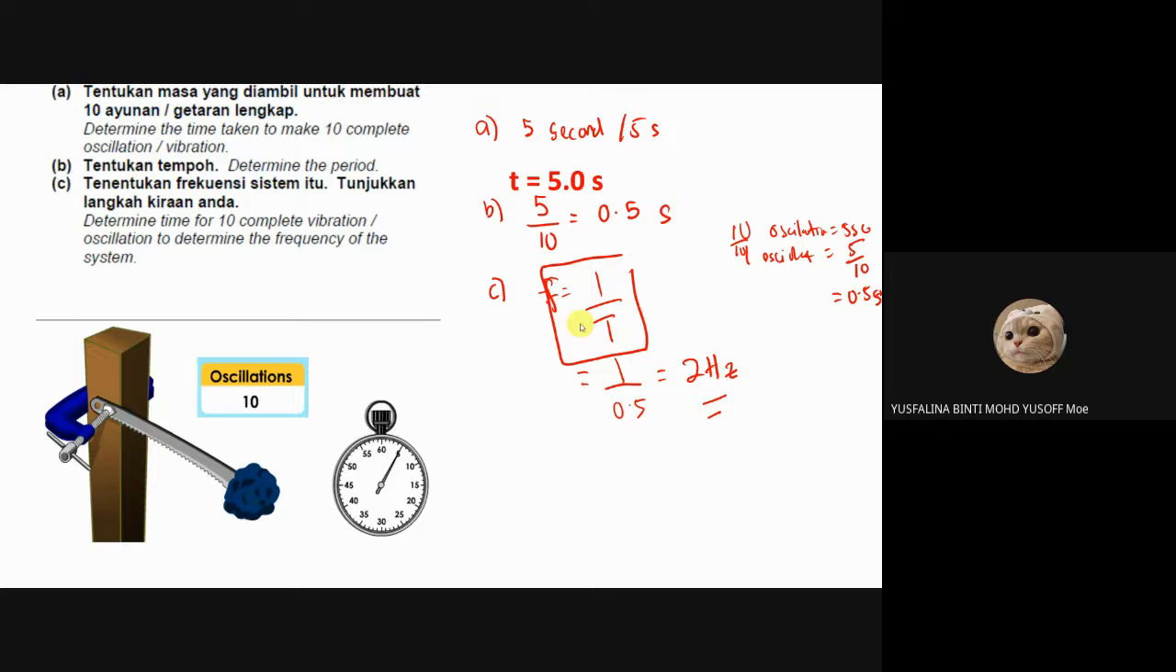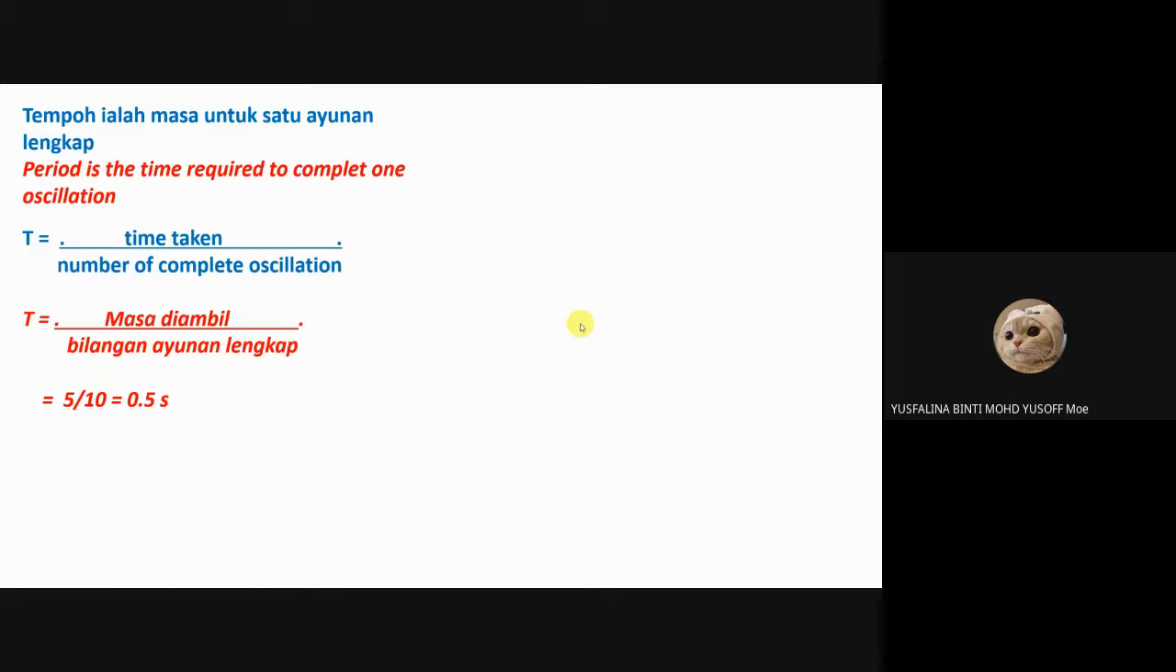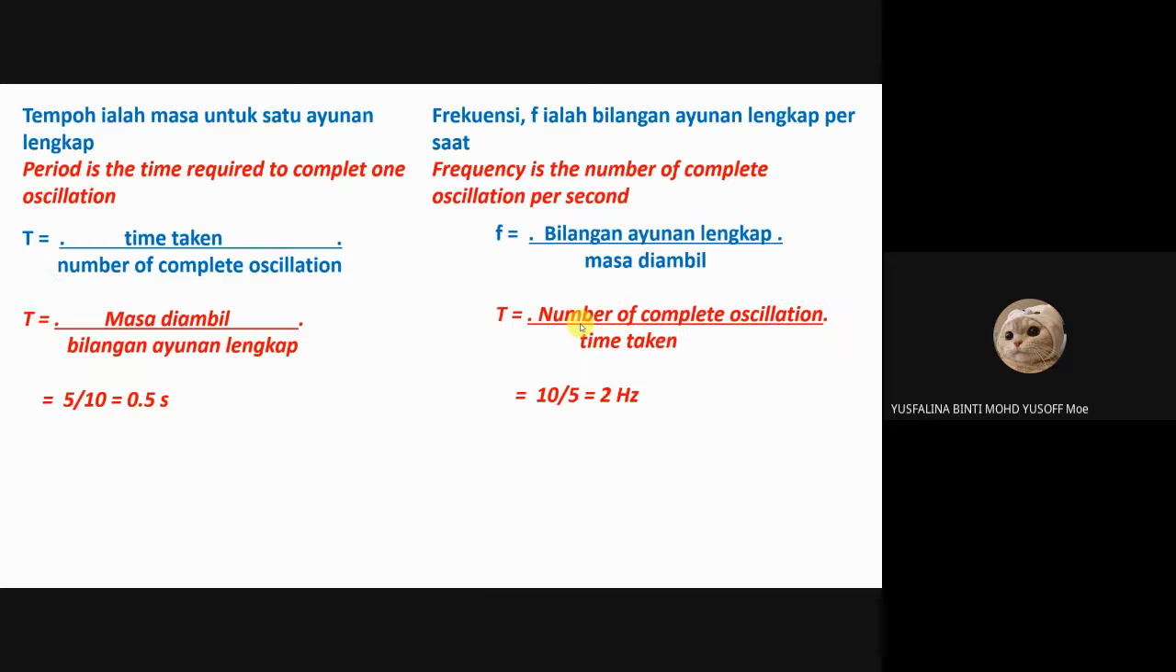So you got 2 hertz. Period is the time required to complete one oscillation, so this is the calculation just now. Frequency is the number of complete oscillations per second. In 1 second, how many complete oscillations can be made? So this is the calculation just now, or you can use the formula 1 over T.